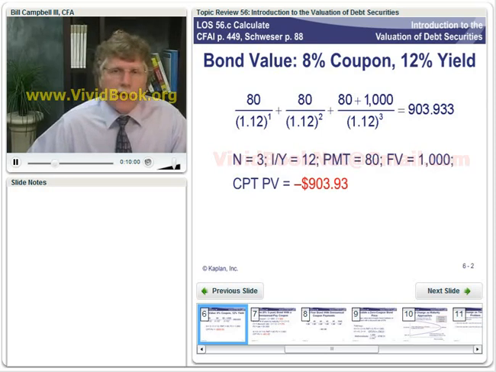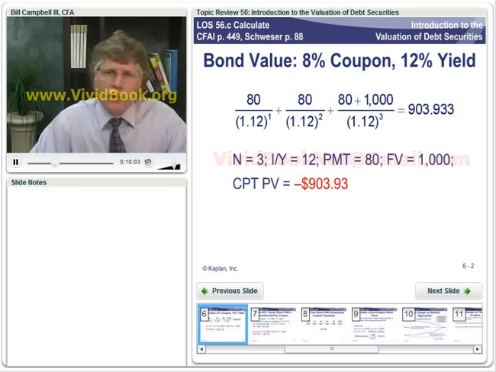Instead of doing all that calculation by hand, you can do this calculation using the time value of money, using the cash flow numbers on your calculator. 3 periods, so put in N equals 3. Interest per period. Periods are annual, so interest is annual interest, 12%. The payment is $80. That's our coupon payment, and the future value is $1,000, and tell it to compute the present value.